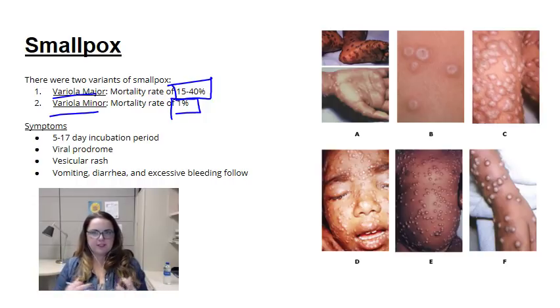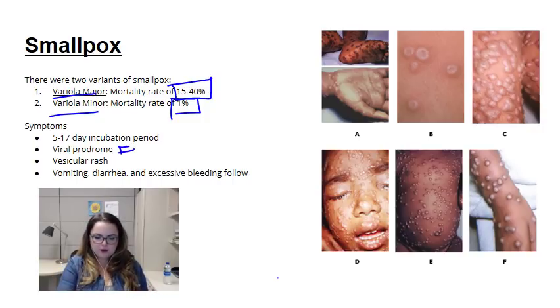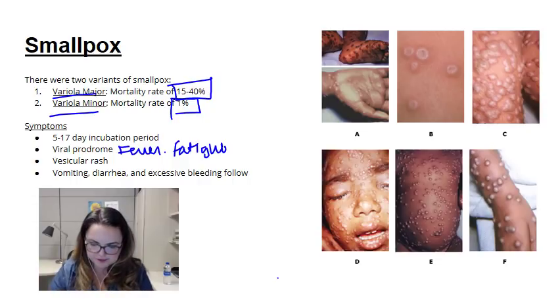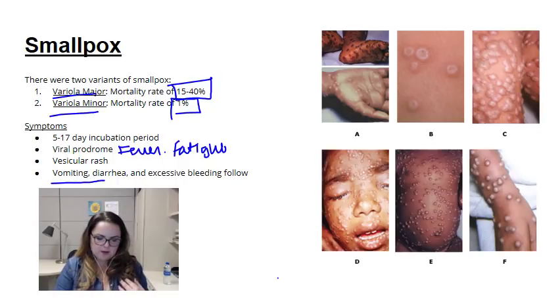There's a 5 to 17-day incubation period, after which the infected person will begin to experience a normal viral prodrome. That viral prodrome will include things like fever, fatigue, malaise, and myalgia, the normal things. They may also experience a severe headache, backache, etc. They then get this vesicular rash. You can see it in the mouth, and soon after on the body. It's not uncommon for patients to vomit, have diarrhea, and then eventually excessive bleeding.